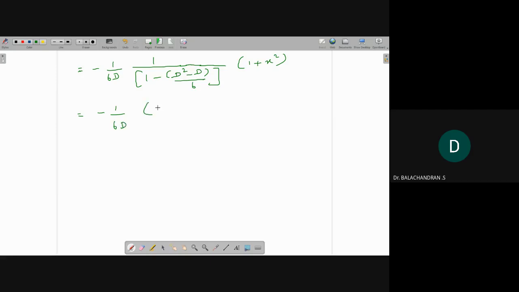I will write this in the numerator: 1 minus of d square minus d divided by 6 whole power minus 1 into 1 plus x square. So 1 minus x whole power minus 1, that is 1 plus x plus x square and so on.